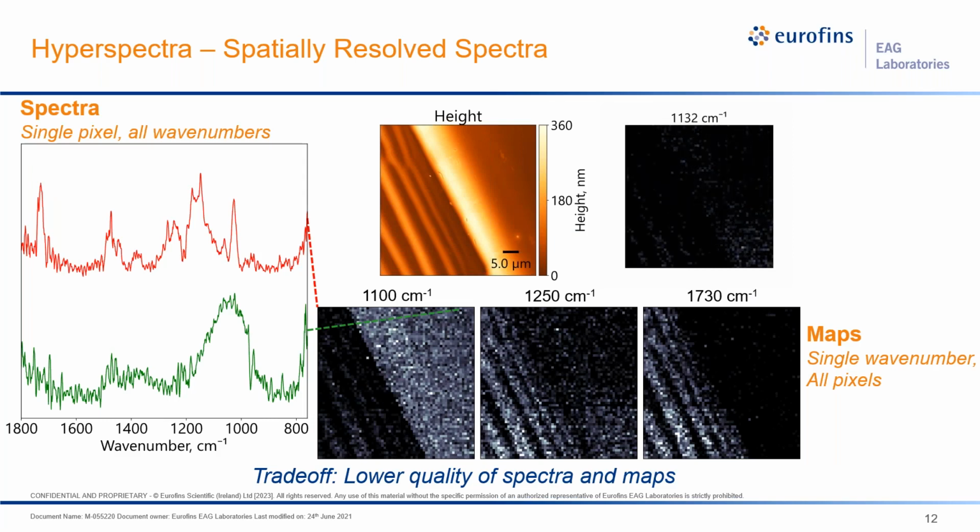So in essence, what we're getting is spectra at each pixel across all wave numbers, or chemical maps where you have a single wave number at all pixels. But one of the big trade-offs of these types of data is that they are very time consuming to collect. So often collecting a hyperspectral image is at the trade-off of lower quality of the spectra and maps relative to if you just conducted analyses with just spectra or just chemical maps.